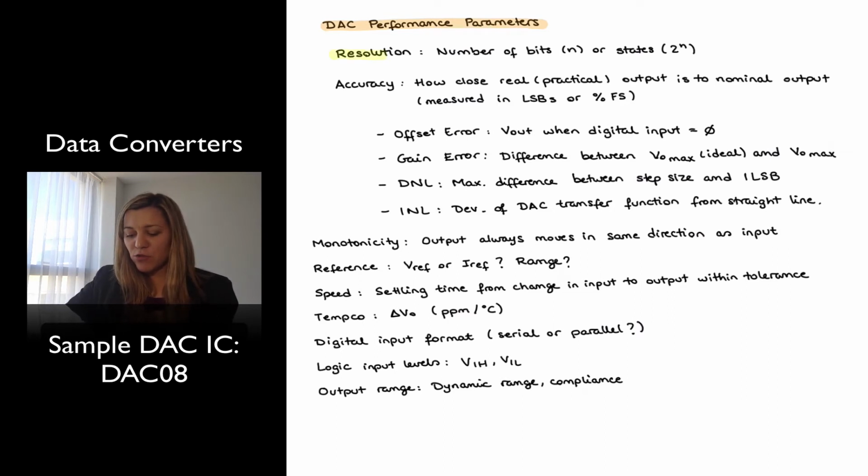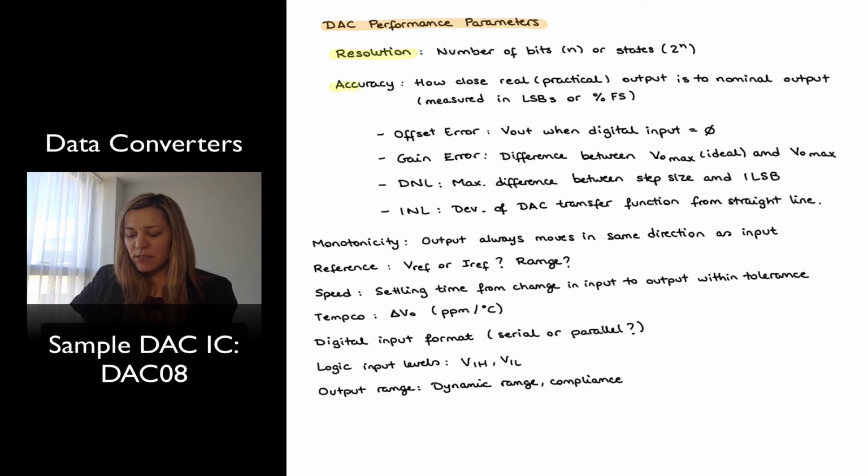Typically, one of the specifications will be the resolution of the DAC, which is specified either as the number of bits or the number of digital states, which is 2 to the n, n being the number of bits. Most often it's going to be as the number of bits, so they will talk about an 8-bit DAC or a 12-bit DAC or a 16-bit DAC.